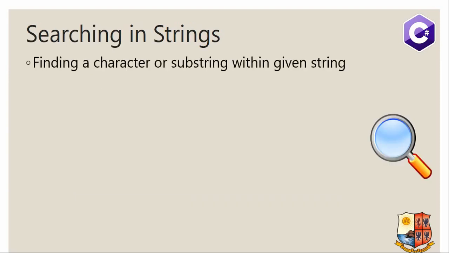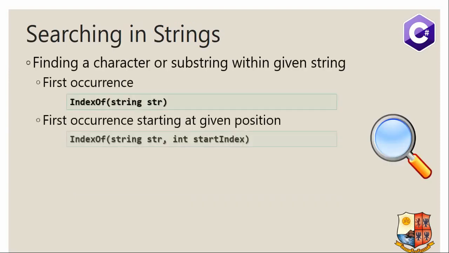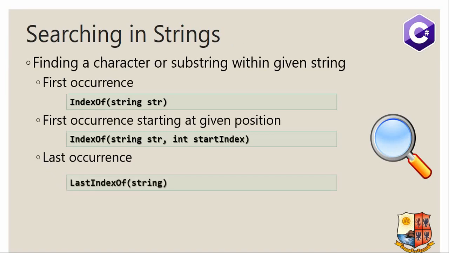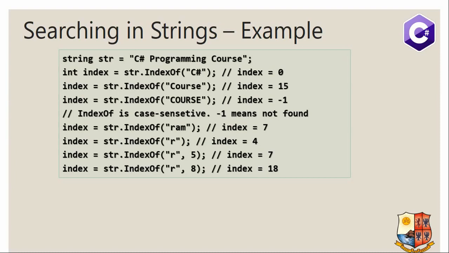And how to search in a string: you get the first occurrence, index of, and index of from a particular location, and also last index of. I've explained this with an example, C# programming course, and in that one, index of C# is 0, index of course is 15 onwards, index of capital letter Course, which is case sensitive, there is no such thing as Course, so it's -1. And it is case sensitive.